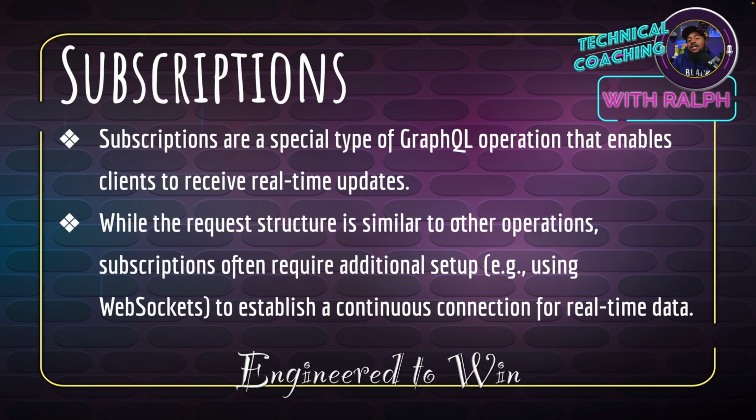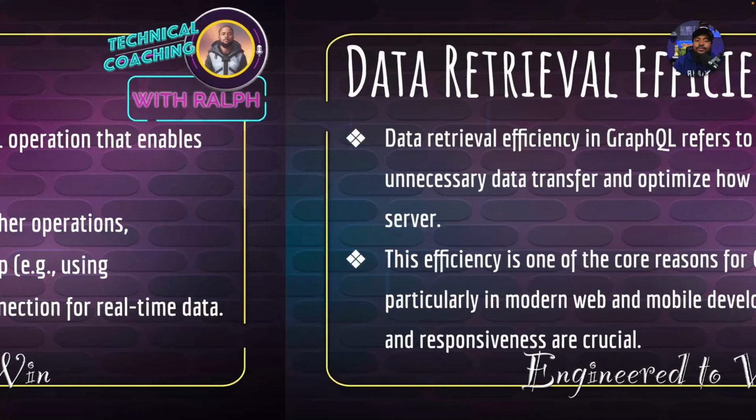So subscriptions. Subscriptions are special types of GraphQL operations that enable clients to receive real-time updates. While the request structure is similar to other operations, subscriptions often require additional setup, for example, using WebSockets to establish a continuous connection for real-time data.